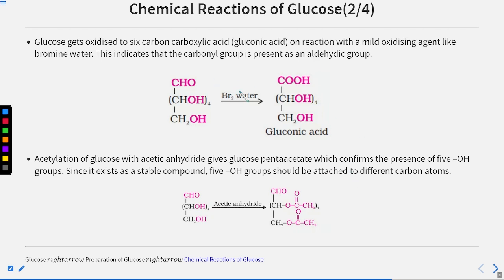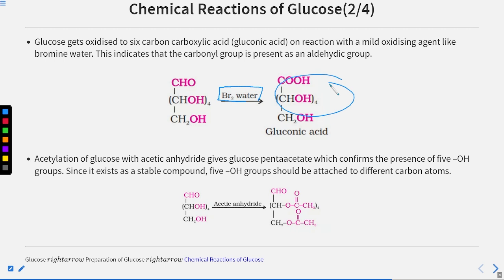So for that, what have we taken? We have taken bromine water. Upon treatment of aldehyde with bromine water, this aldehyde gets converted into our carboxylic acid. Now the compound that is being formed here can be termed as gluconic acid. It can be termed as gluconic acid.